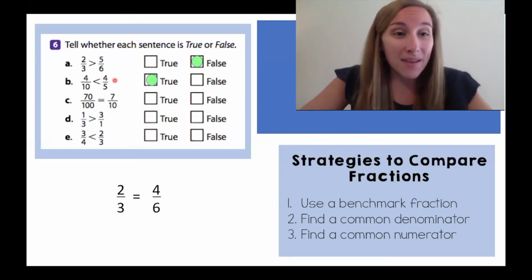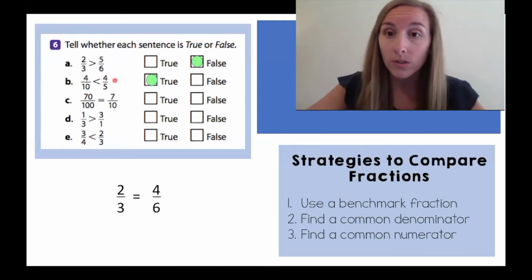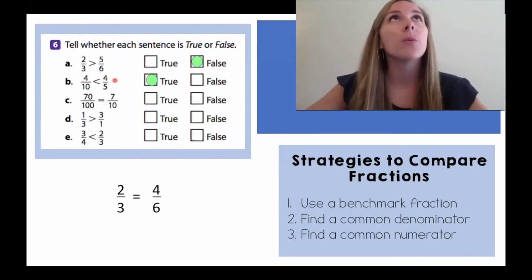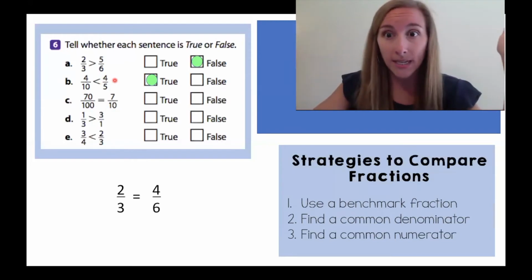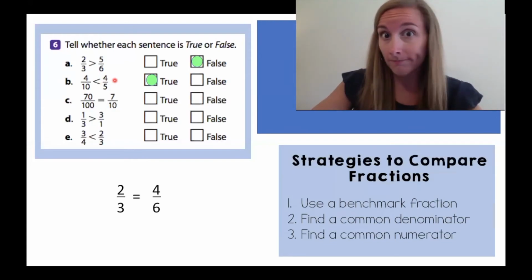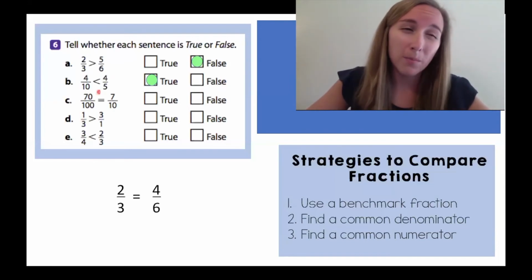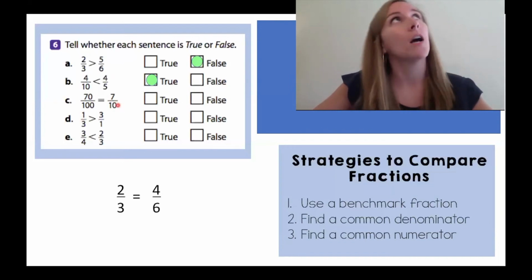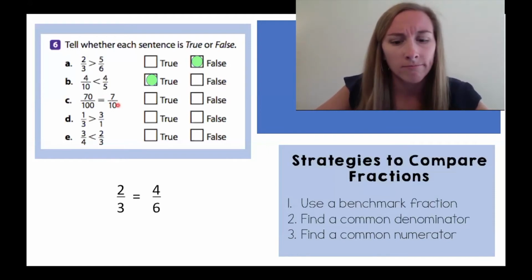Okay? And then last but not least, we have 70 over 100 equals 7/10. Okay, so is there a way that I can make that denominator of 10 over 100? Well, that's easy. 10 times what is 100? 10 times 10 is 100. So if I multiplied 10 times 10 to get 100 and 7 times 10, what's 7 times 10?